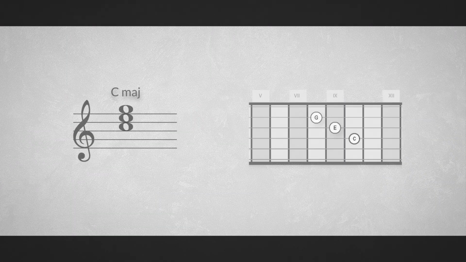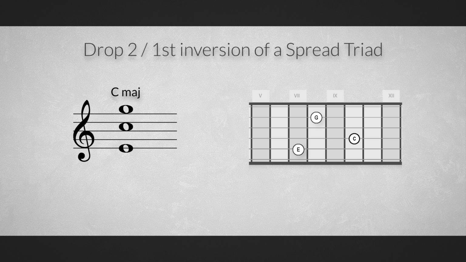Playing inversions of the spread triads will keep the riffs in the same position more or less and offer much more cohesion between the chords. And we can use 2 types of inversions. The first inversion, as it's called, occurs when we lower the third 1 octave. Now the third of the chord lies in the bass. And we may call this also a drop 2 voicing.